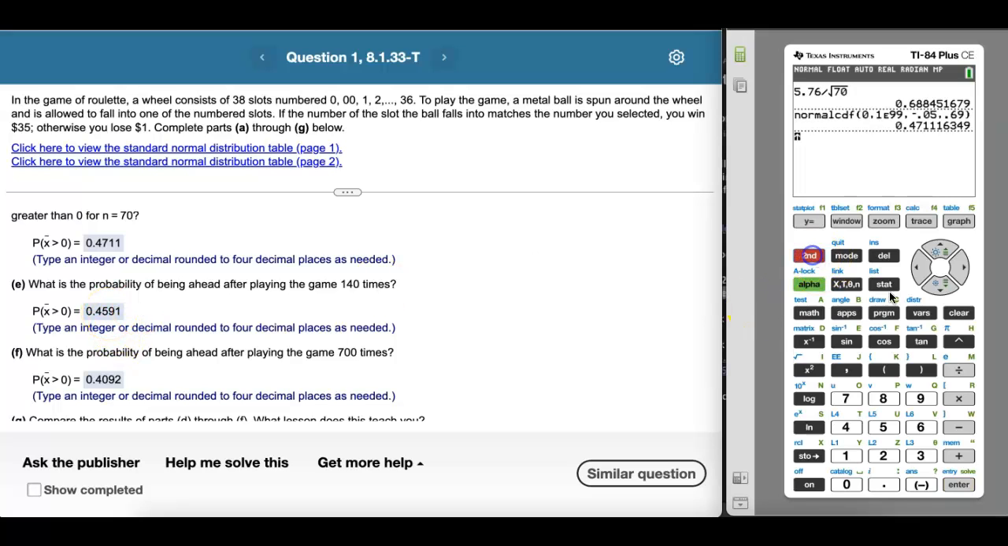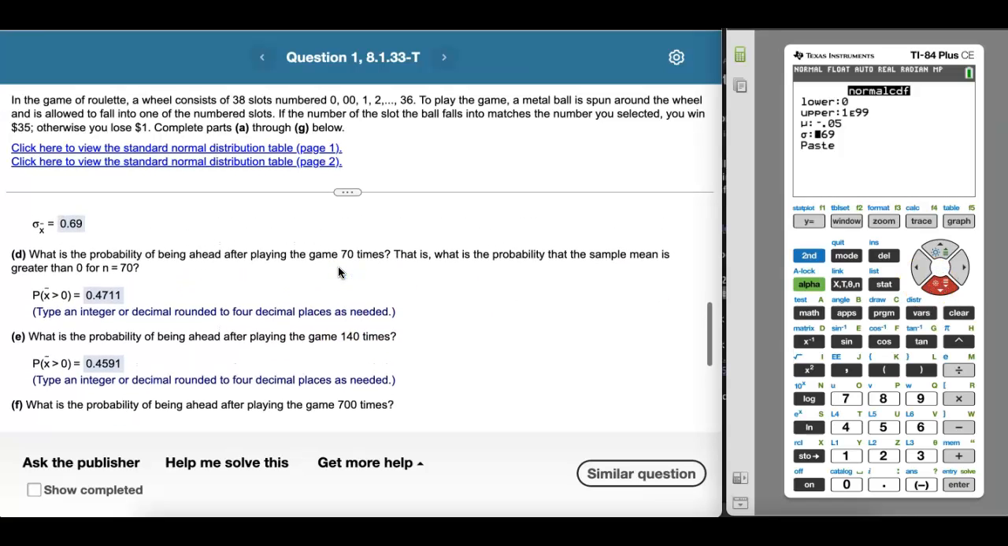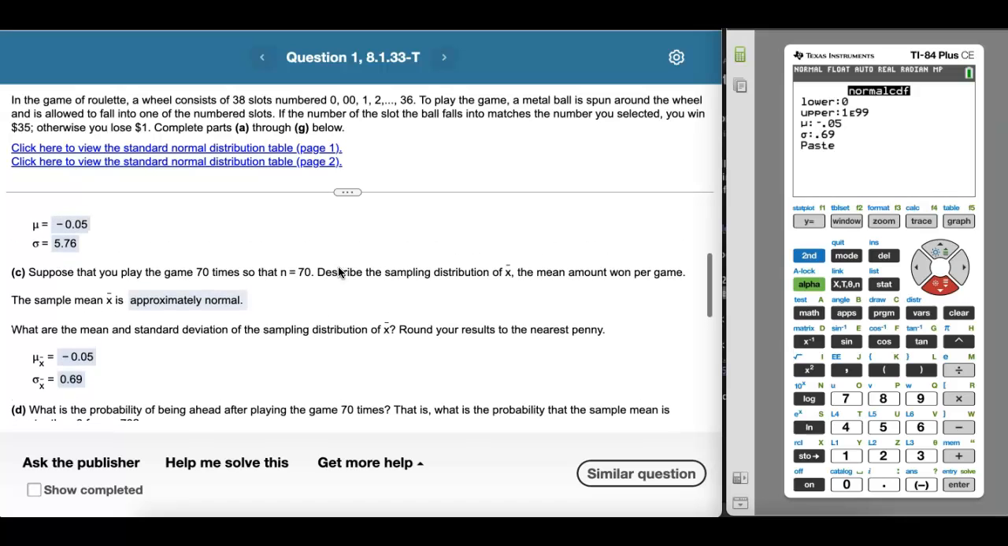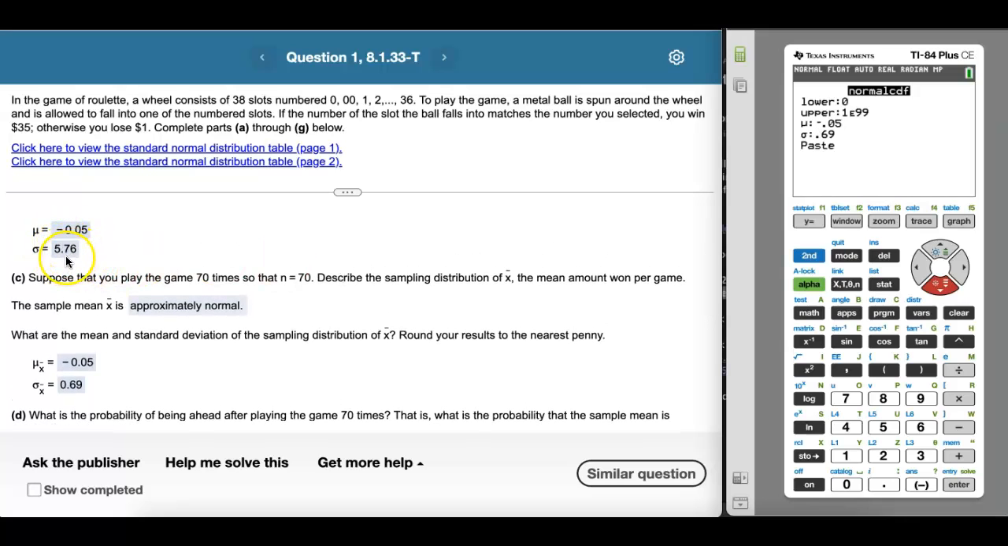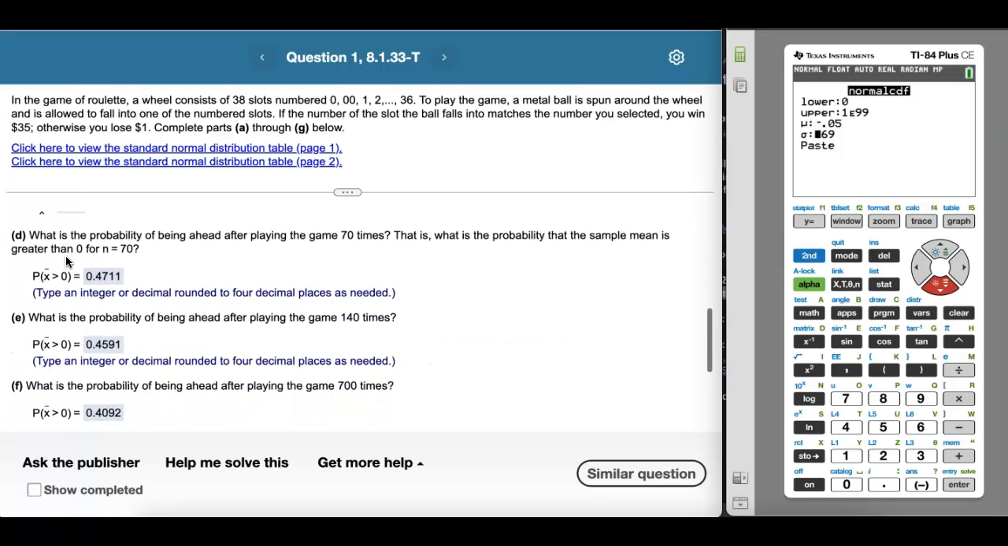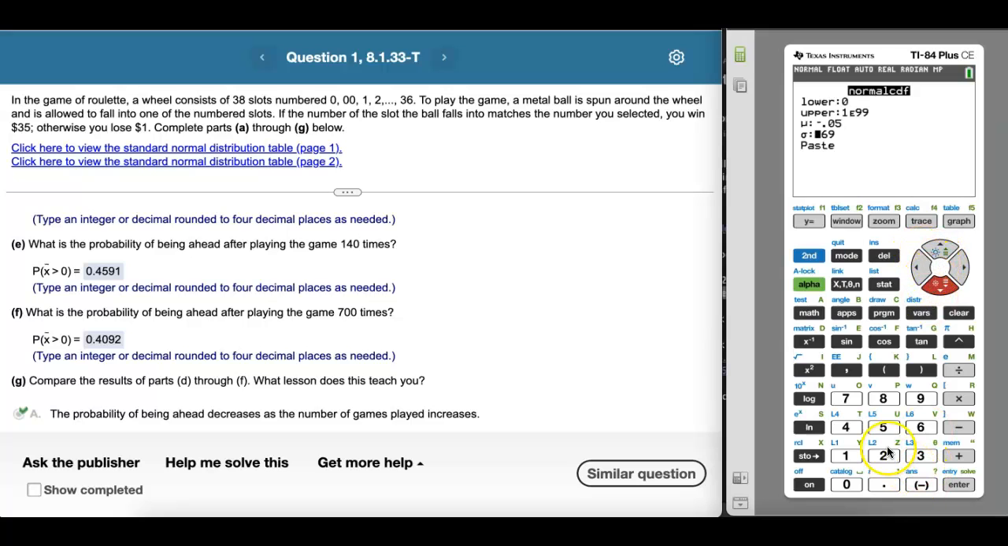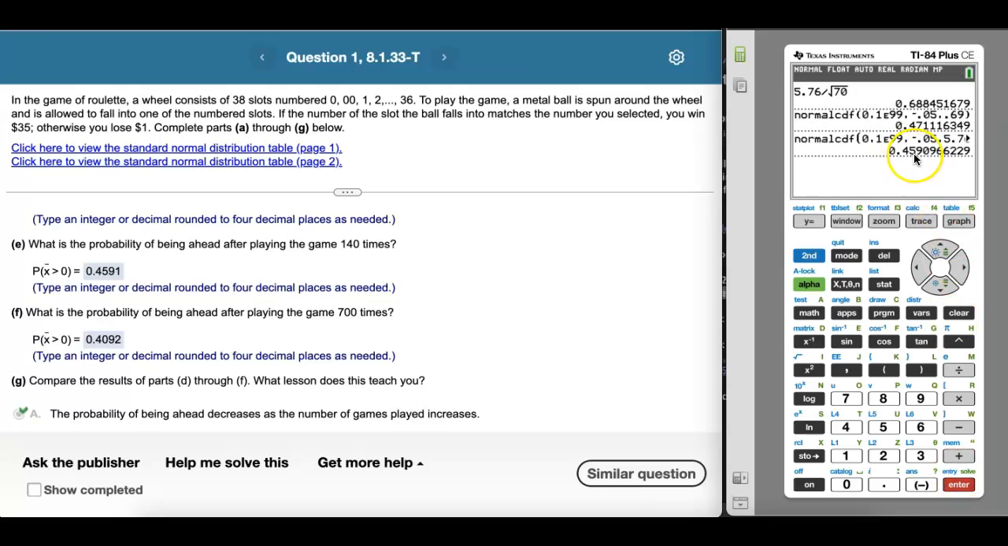Now, as you increase the number of games played, let's see what happens. So let's look at these two particular sample sizes. Everything else stays the same except for the standard deviation. And actually, what I'm going to do here is go back and grab that original population standard deviation and divide by the square root of the sample size. And I'm just going to leave it like that in my calculator right here. So that's the original population standard deviation divided by the square root of 140. This is for part E.